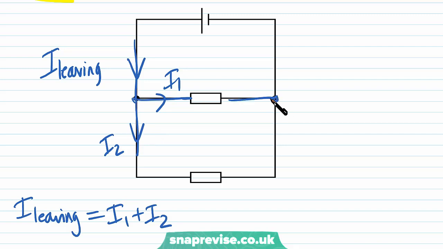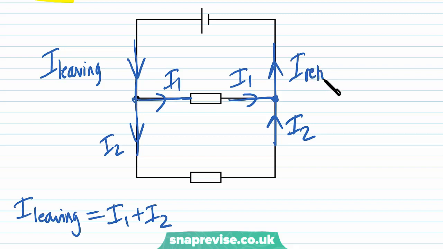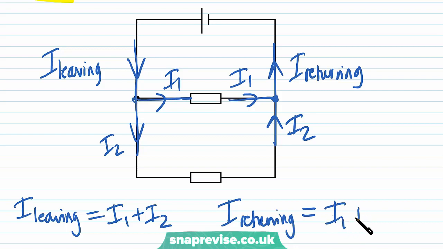Then if we look at this junction here, we've got I1 and I2 entering the junction, and then leaving the junction, we have I returning. So that's the current returning to the cell. So we can again see from Kirchhoff's first law that I returning is going to be equal to I1 plus I2. Current going in, which is I1 plus I2, is equal to the current going out, I returning. So we can therefore see that the current leaving the cell is equal to the current returning to the cell.